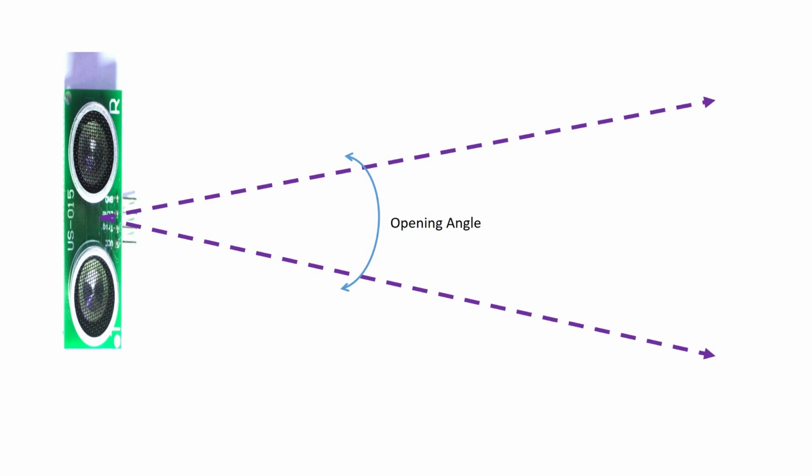The next interesting fact is the opening angle. It answers the following questions. Which obstacles can the sensor detect if they are not exactly in front of it, and which not? And the second question, which obstacles might influence the reading if they are close but not important?